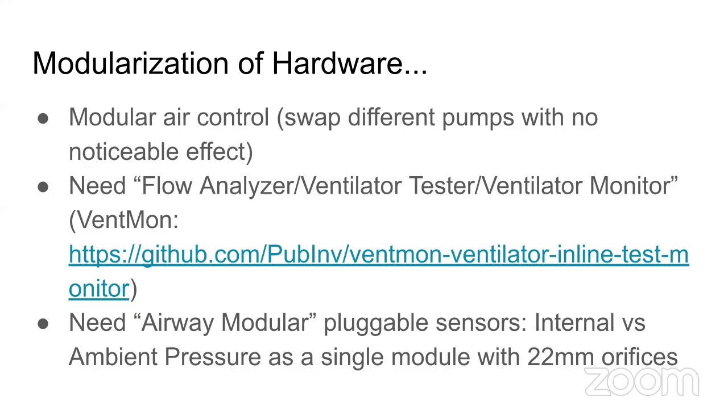We particularly need a flow analyzer, ventilator tester, ventilator monitor, and I've created a project to work on that. The basic issue here is because these are life-critical systems, they're always monitored in a critical care situation. In a well-functioning hospital, telemetry sends information to a nurse's station. If something goes wrong, it beeps or alarms and screams at them, and the nurse can go change something.